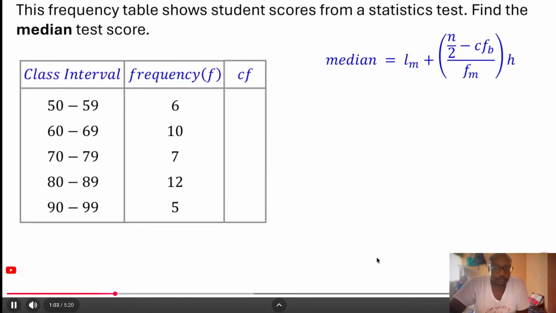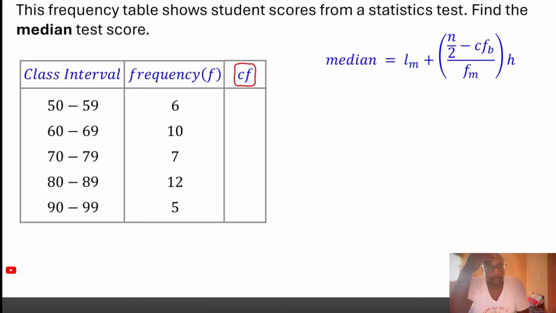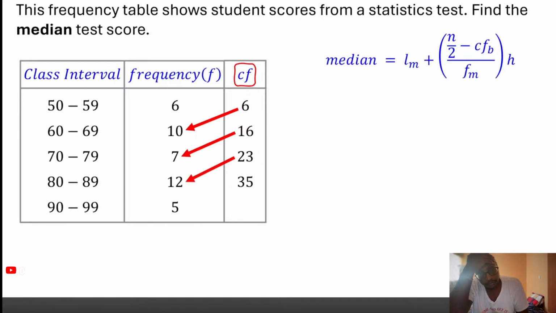To do that, we start by calculating the cumulative frequencies. The cumulative frequency of a class is the sum of its frequency and all previous class frequencies. For the first class, it is just 6, since there are no classes before it. For the second class, it is 6 plus 10, which equals 16. For the third class, it is 16 plus 7, which equals 23. For the fourth class, it is 23 plus 12, which equals 35. For the last class, it is 35 plus 5, which equals 40. Note that the cumulative frequency of the last class is the sum of all the frequencies. It is the total frequency, which represents the number of students.